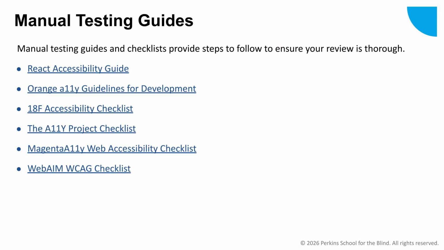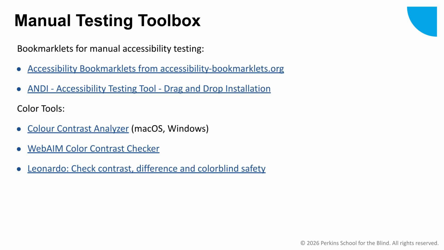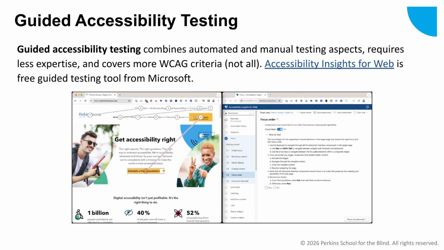On the screen is a list of manual testing guides that provide thorough step-by-step instructions. Also shown are manual testing tools you can use daily. These include bookmarklets, like Accessibility Bookmarklets from accessibilitybookmarklets.org, and Andy, the accessibility testing tool, both easy to add to your browser. There are also color contrast tools, like Color Contrast Analyzer, WebAIM Color Contrast Checker, and Leonardo Color for contrast difference and colorblind safety.